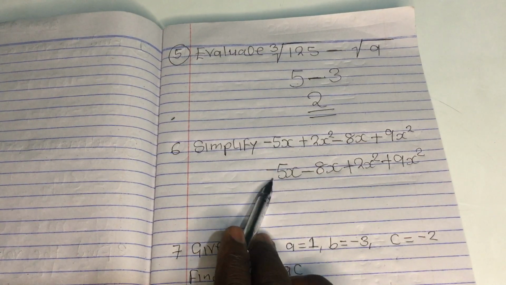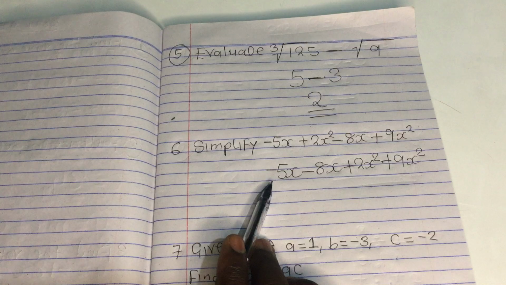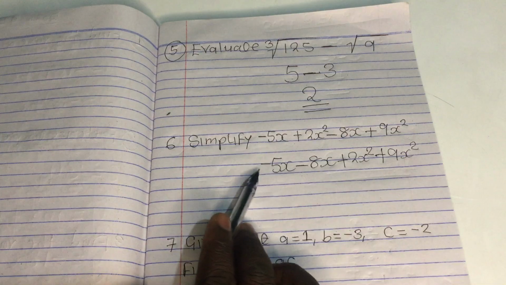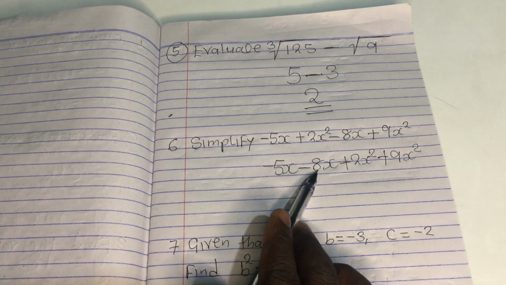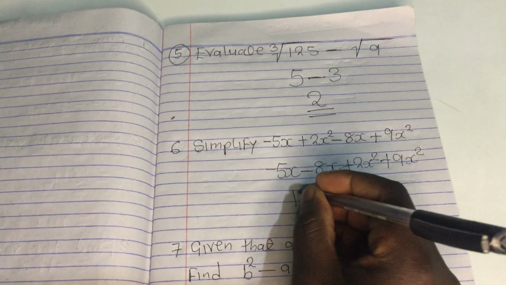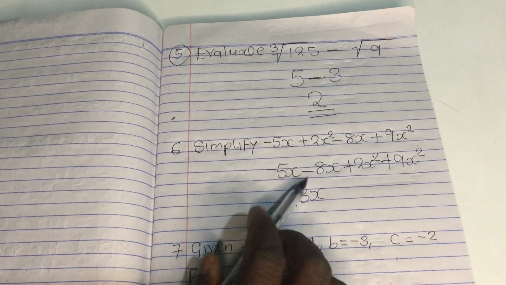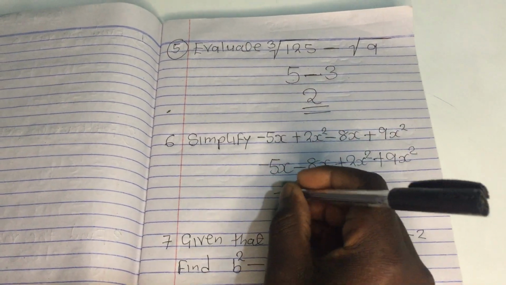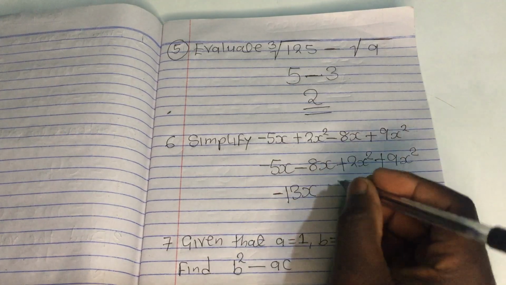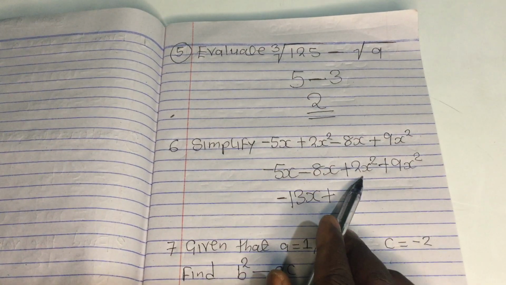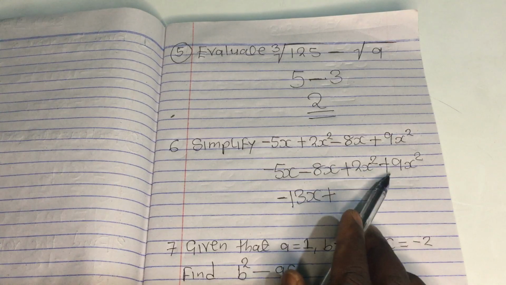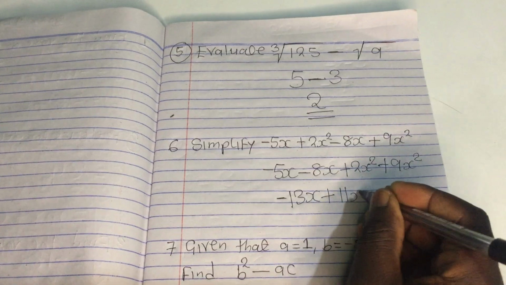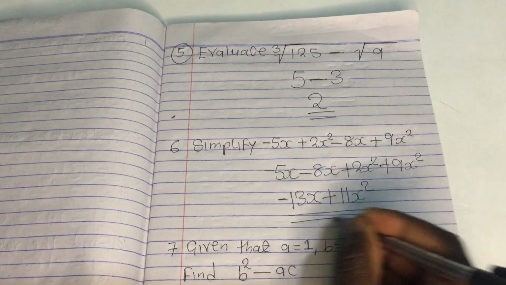So what is negative 5x minus 8x? Always bear in mind, if the signs are going in the same direction, just add the numbers and maintain the sign. So 5 plus 8 is 13. Be careful with the sign. They are going in the same direction, so it's negative 13x. Plus, what is 2x squared plus 9x squared? It's 11x squared. You end there.